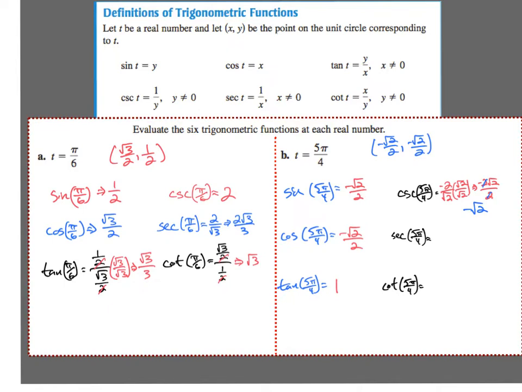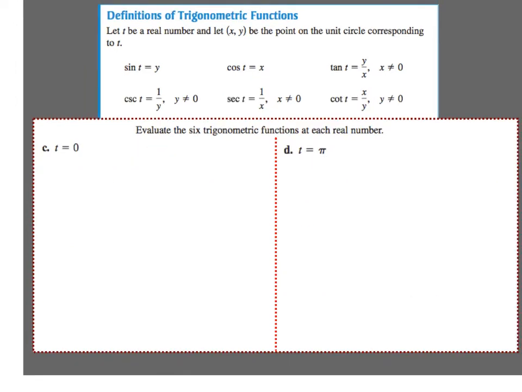And so secant, how do I want you to think of it? It's the reciprocal of cosine. So you flip it, and what do you get again? Negative square root 2. Cotangent, how do I want you to think of it? Your x over y. However, they're the same, so what do we get? We just get 1.